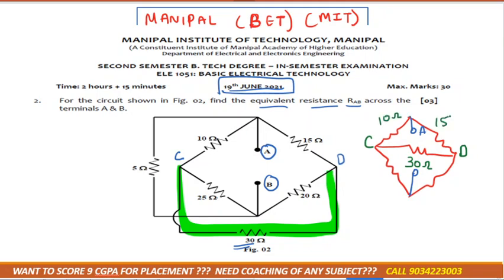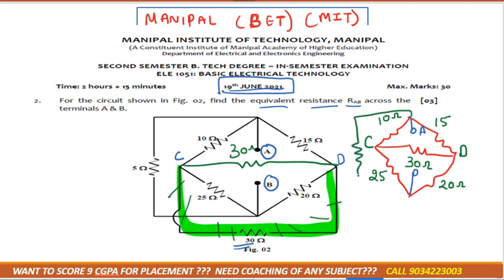This is how much? 10 ohm. This is how much? 15. How much? 25 ohm. This is how much? 20 ohm. Correct? So basically what I did, instead of taking the wire outside, I connected the wire inside, that is 30 ohm, and the 5 ohm resistor will be as it is. Okay, understood? So can I redraw the diagram like this? Yes or no? Tell me.